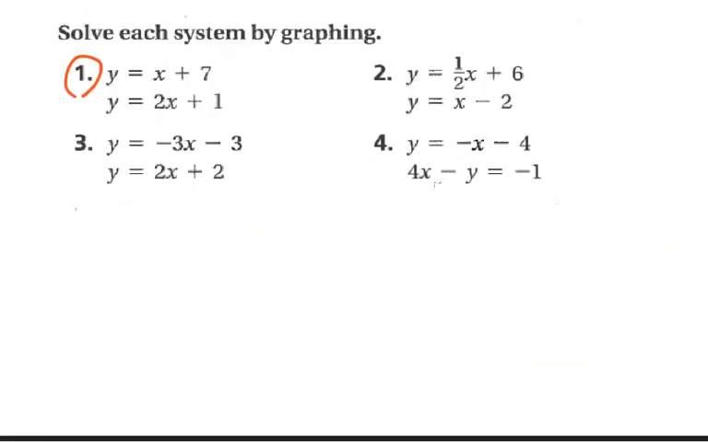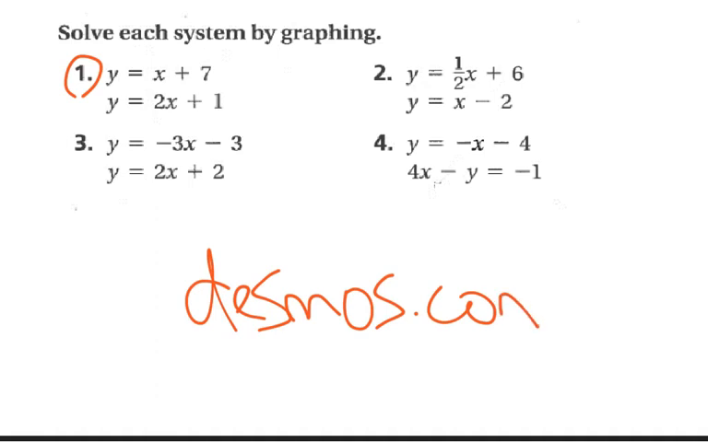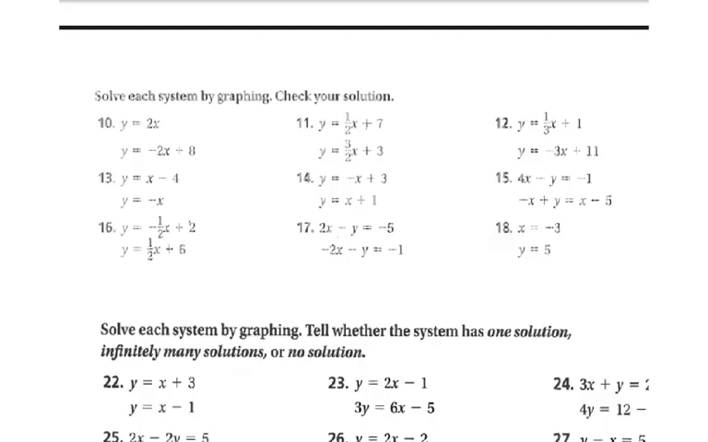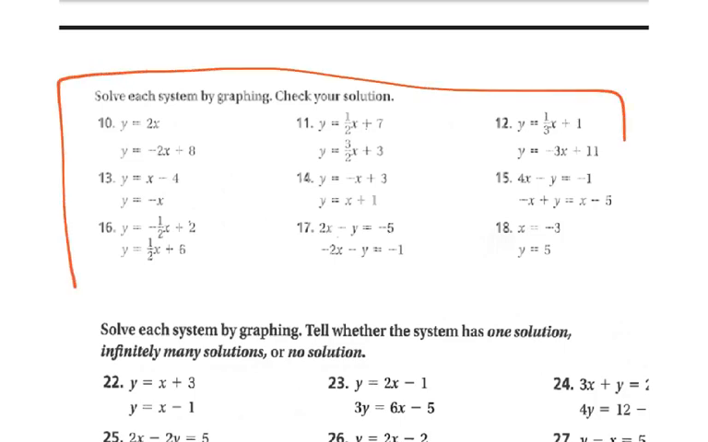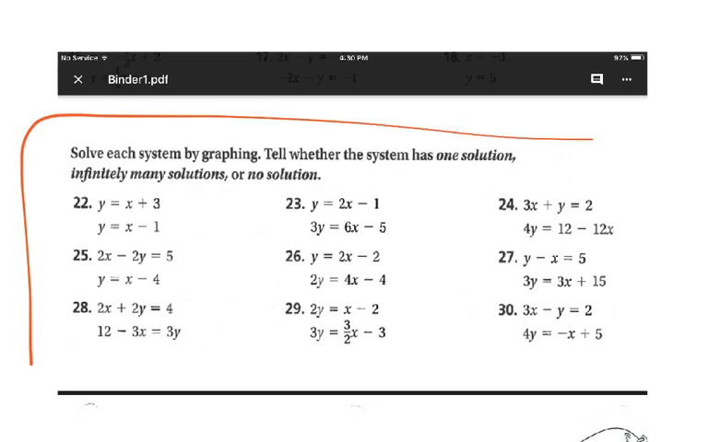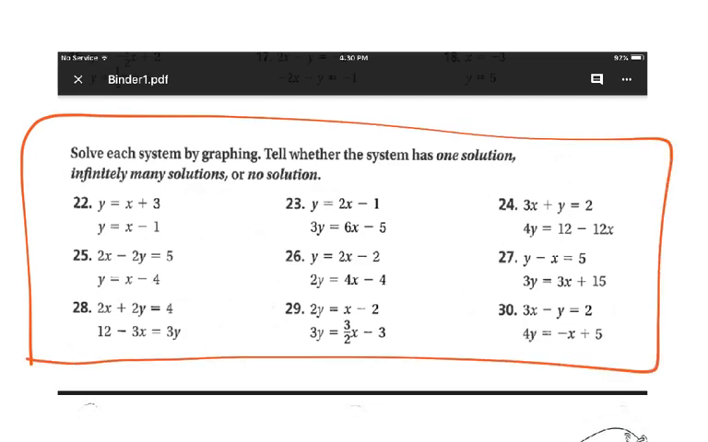Okay, so your assignment for today is to go out to desmos.com. I want you to do the rest of these, so these 3. And I also want you to do this set and this set. Because you're graphing with a calculator, it really is not going to be hard at all. If you have any questions about how to enter the equations on Desmos or how to get there or anything like that, raise your hand and I'll help you get started.